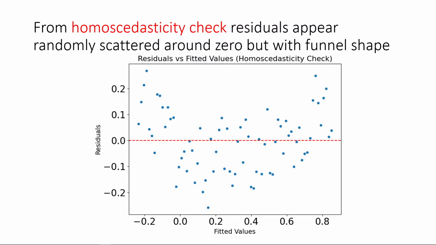Maybe there is kind of a funnel shape here. Remember we saw this funnel shape. Maybe especially here there's something, maybe a funnel shape. But overall, the homoscedasticity assumption is maybe okay. It could be a little bit violated, but we can just see.